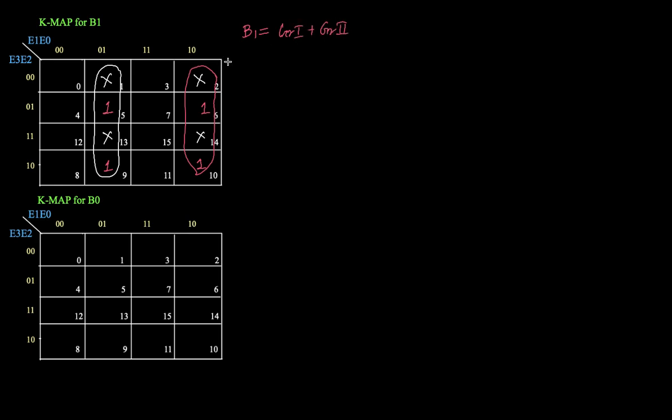So taking this white color as group 1, E1 and E0 do not change. E1 is 0, so it becomes E1 bar, and E0 is 1, so it becomes E0. And here E3 and E2 all change, so we cannot write anything for them.